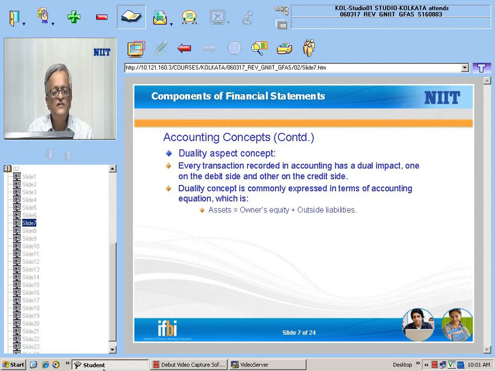For every debit, there is a credit, and for every credit, there is a debit. This is a very, very important accounting concept. For every debit entry, there is a credit, and for every credit entry, there is a debit. So this is what we call the duality aspect.